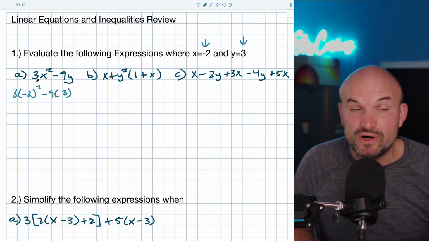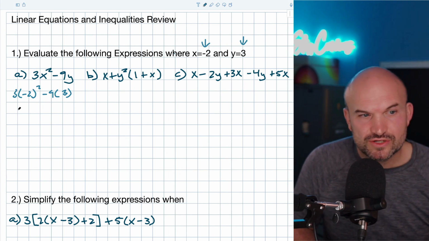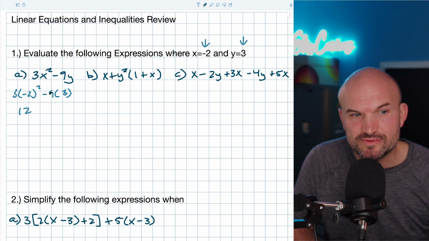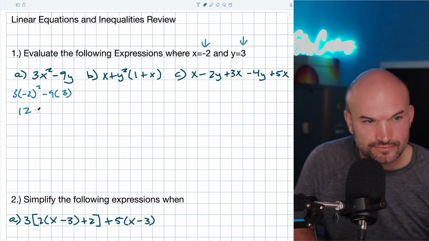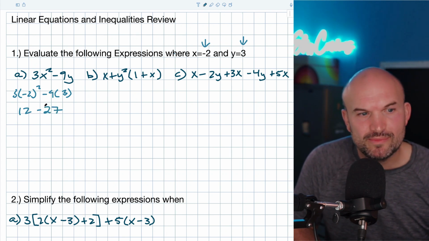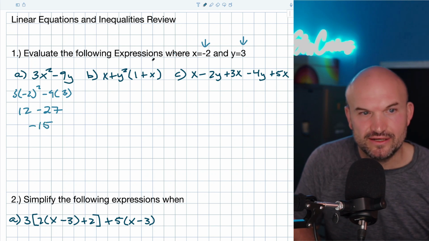So this is a -2 squared, which is a positive 4. 3 times 4 is going to be a 12. And then this is going to be -9 times 3, which is a -27. 12 minus 27 is going to be a -15.